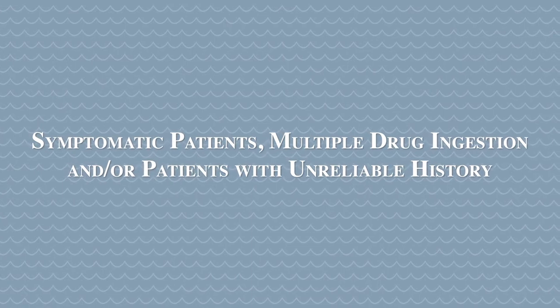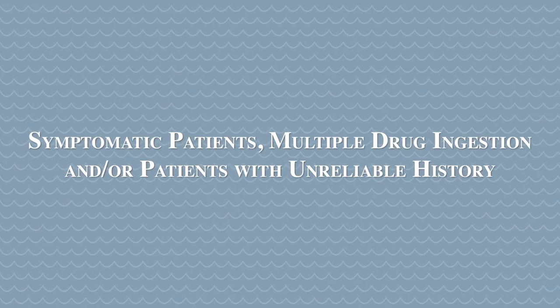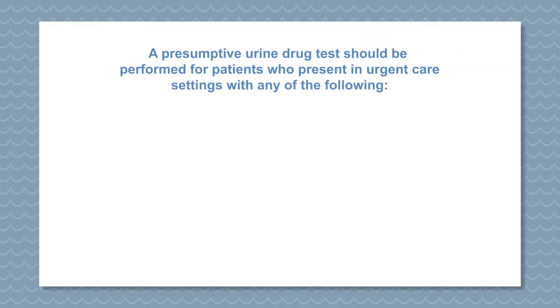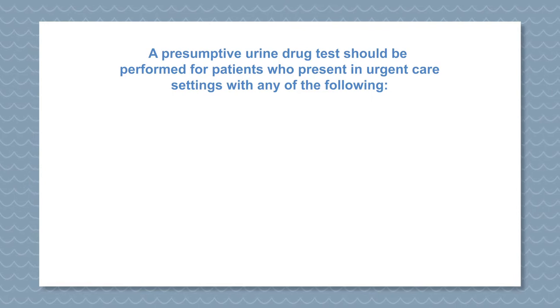We'll look at each of these groups in more detail, starting with symptomatic patients, multiple drug ingestion, and/or patients with unreliable history. This group includes patients who present in a variety of medical settings with signs or symptoms of substance use toxicity. It's expected that these patients will be treated presumptively to stabilize them while awaiting rapid test results, followed by definitive testing to determine the cause of the presentation. The need for definitive testing is based on the rapid test findings, the patient's response to medical interventions, and their treatment plan.